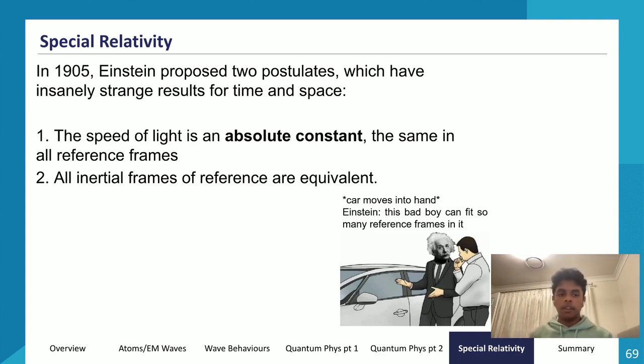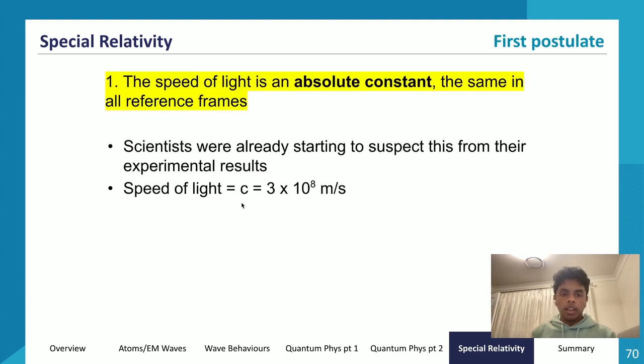He also said that inertial frames of reference are equivalent. So let's look at the first one. The speed of light is an absolute constant, the same in all reference frames, right? This was partly derived from James Clerk Maxwell, and scientists were already studying experimental results. Maxwell calculated the speed of light through two constants, and constants are always constant, right? So if light is produced using two constants, that means the speed of light is also a constant. It hinted towards that, and so this is pretty supportive evidence of the speed of light being an absolute constant. And so what does this mean to us?